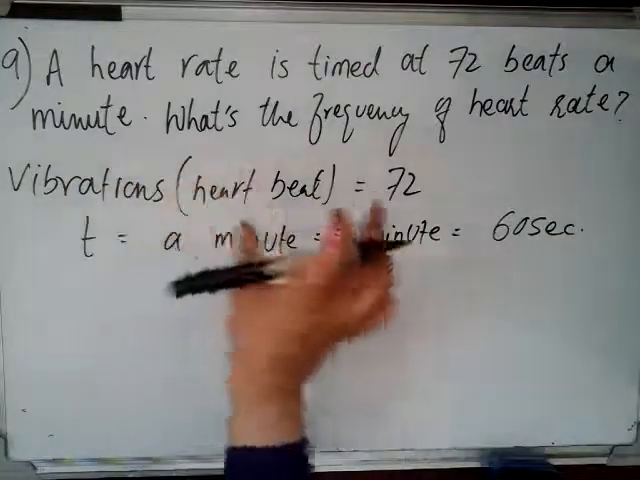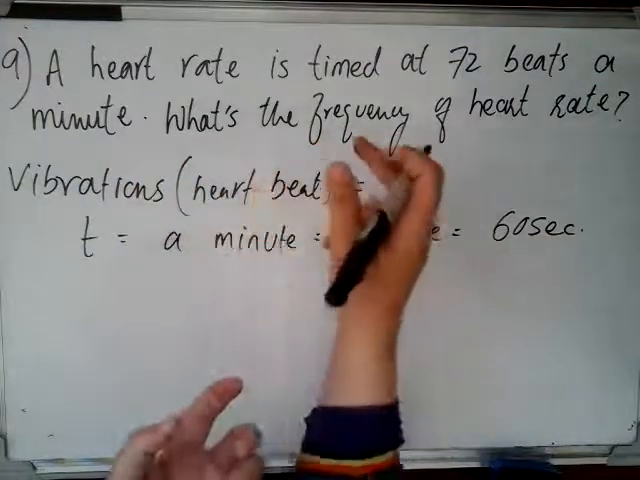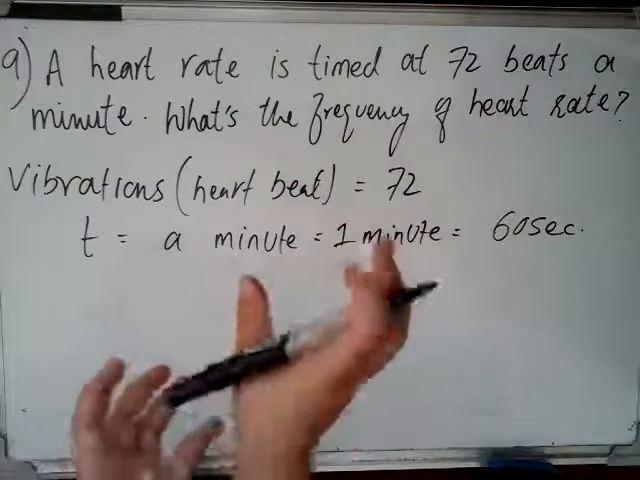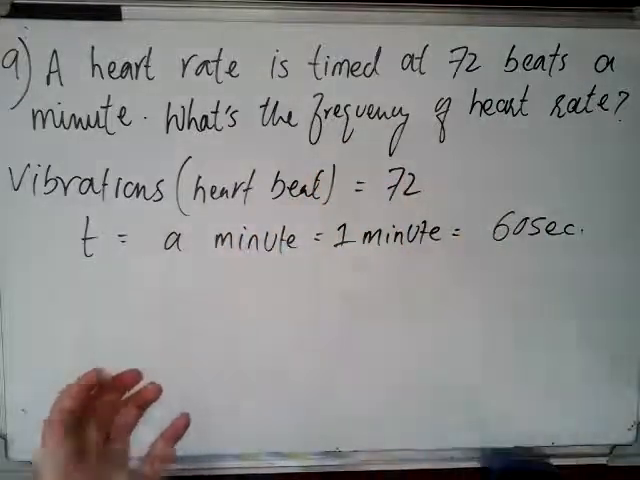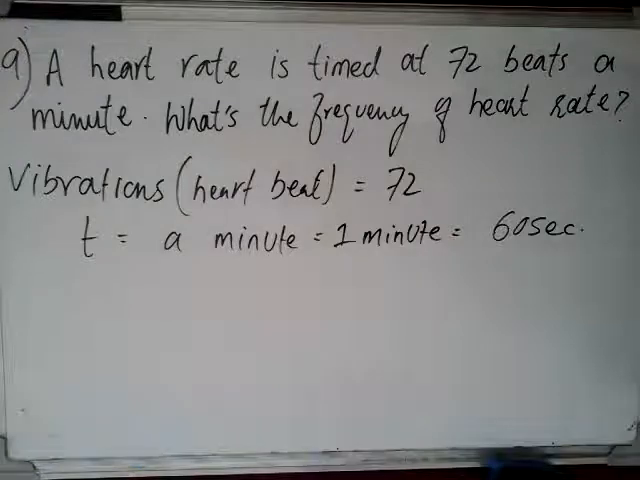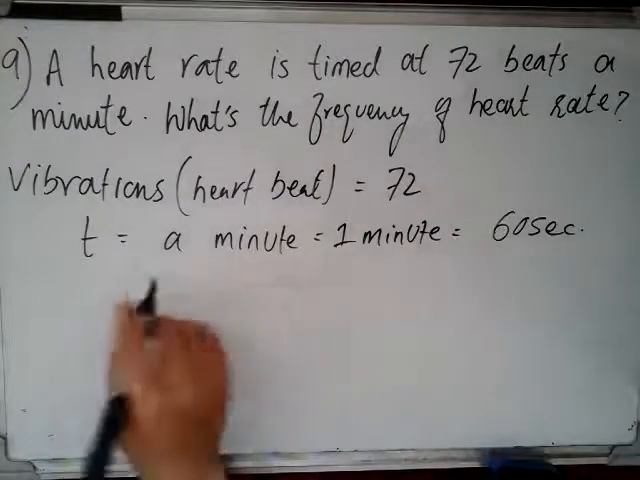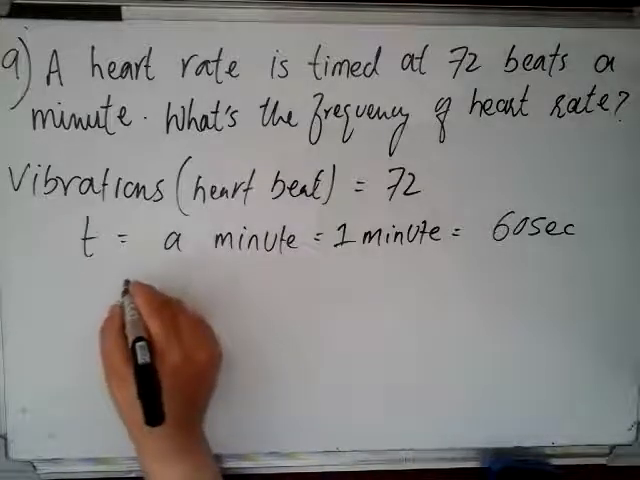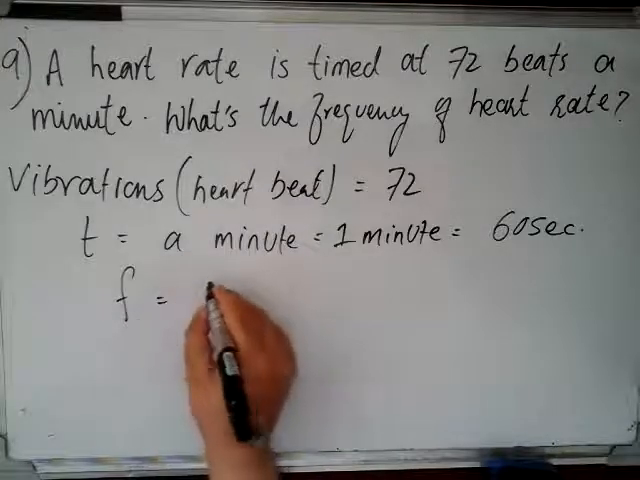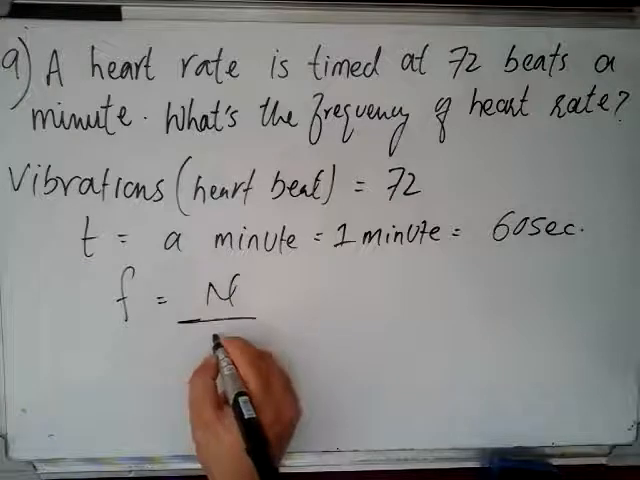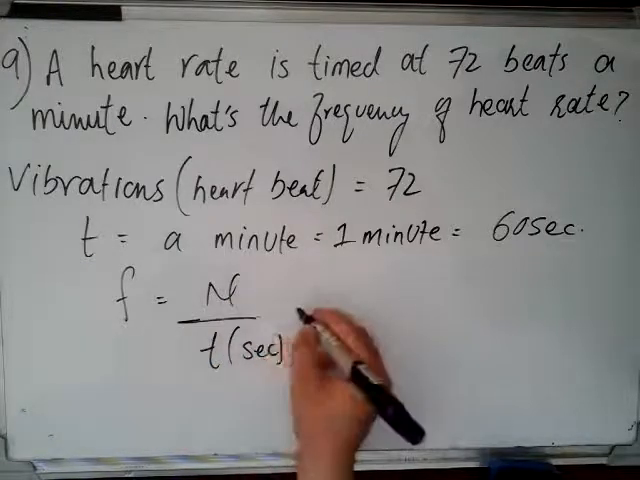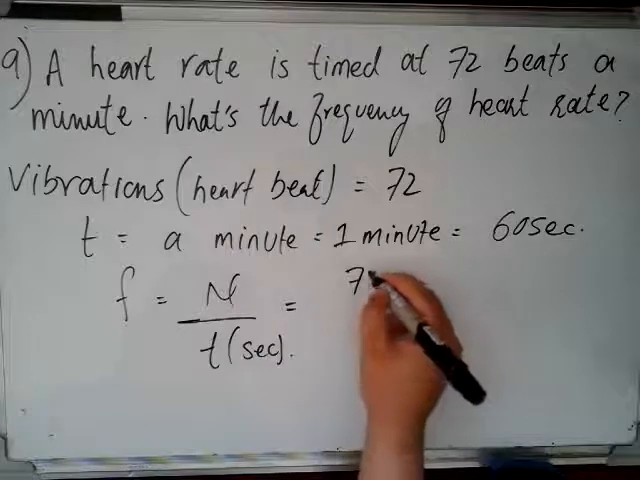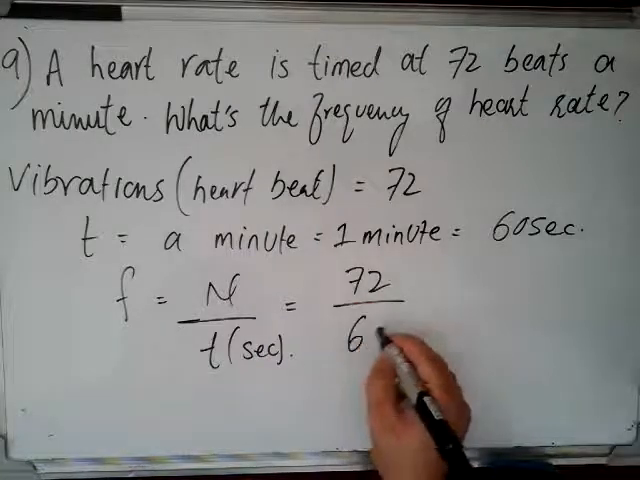So keep in mind that when we are calculating frequency, we have to convert whatever the given time into seconds. If it is hours, we have to convert this into seconds. If it is minutes, then we have to convert them into seconds as well. So here 60 seconds is the time. We know that frequency is equal to number of vibrations divided by time in seconds. Always keep in mind. So number of vibrations, these are 72 divided by 60 seconds.